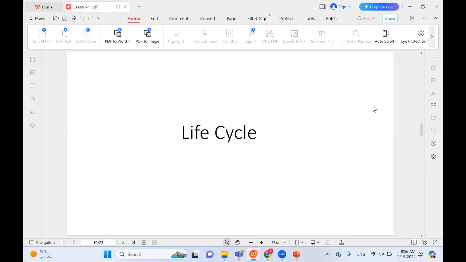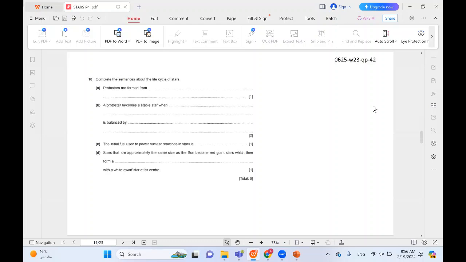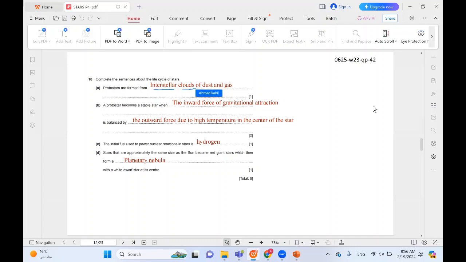Next, we move on to the life cycle of stars. Complete the sentences about the life cycle of stars. Protostars are formed from what? So it begins with interstellar clouds of dust and gas. So you have clouds of dust and gas in space, and they form what we call protostars.